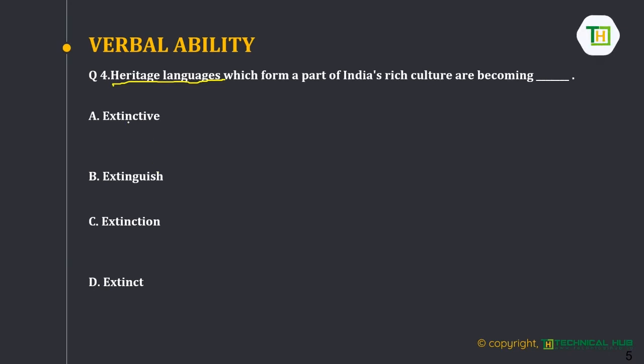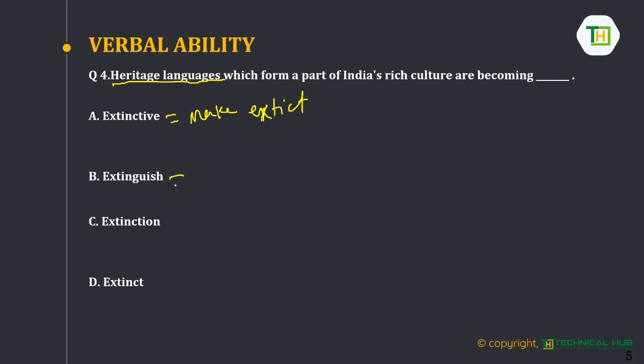What are the meanings of these words? Then we finalize which option is going to be the perfect one. So "extinctive". What is extinctive? It means make extinct, make disappear. And usually we use it for the rare species of animals that are going to face extinction.